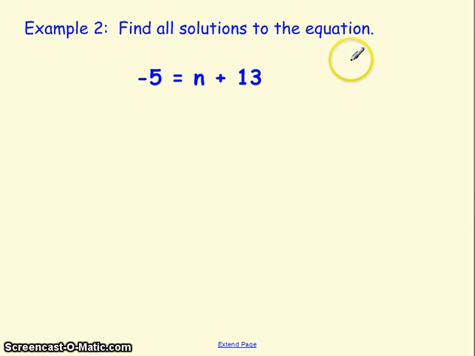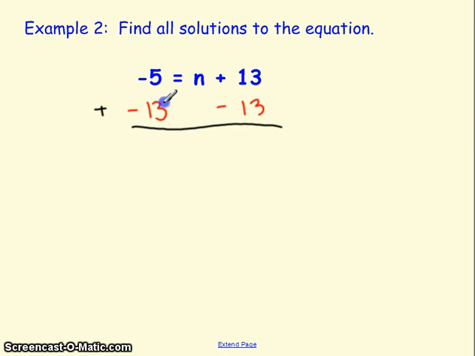If we try another one, we see we've got negative 5 equals n plus 13. We need to get rid of this 13, and the way that we're going to get rid of this positive 13 is by doing the opposite. We're going to get rid of positive 13 by subtracting 13 on each side, and notice how I'm doing this up and down. And so when we do this, what we're basically doing is making a big addition problem.